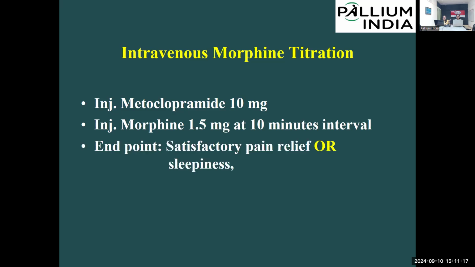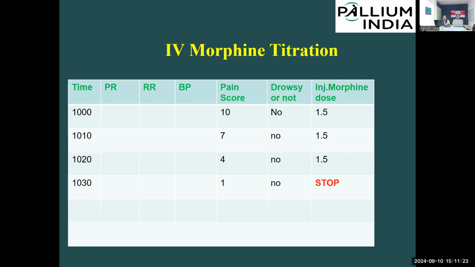So to make it more clear, suppose a patient comes to you for morphine and we decide, depending upon the pain score, the severity of the pain the patient has presented with. As in this scenario, the patient has presented with severe pain, 10 on 10 pain, and we are planning for morphine titration. We started with the injection metoclopramide 10 milligram, and after that, check the vitals of the patient and record the pain score. So at 10 o'clock, we started with the titration. The pain score was 10 on 10, the patient was not drowsy. 1.5 milligram of injection morphine was given to the patient.